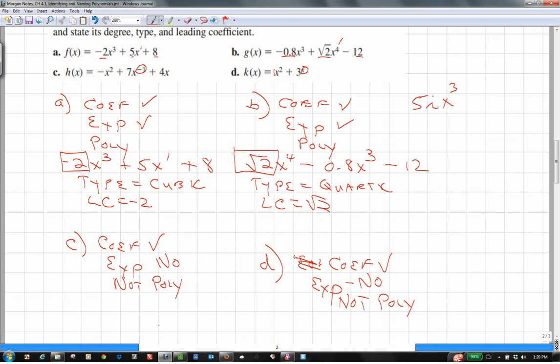These I don't have to do because they're not polynomials. If it's not a polynomial, I don't have to put them in order, so I can forget about doing that for those.